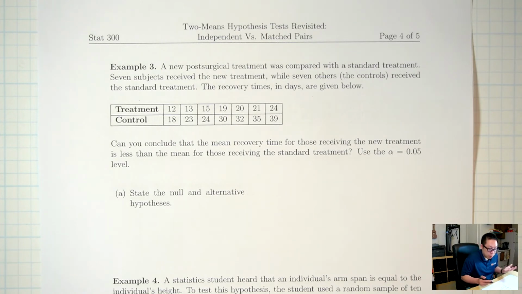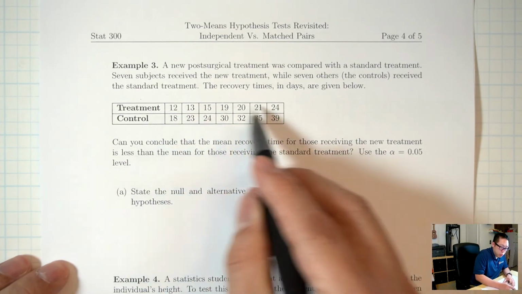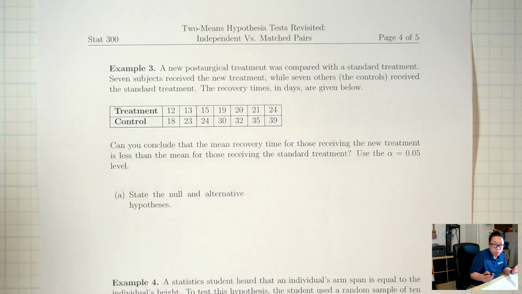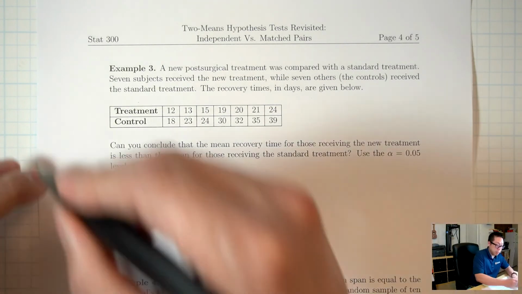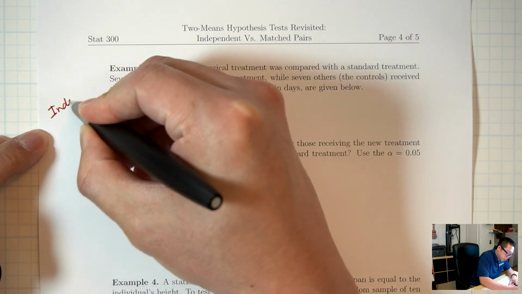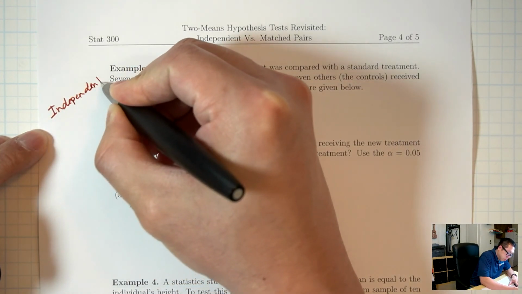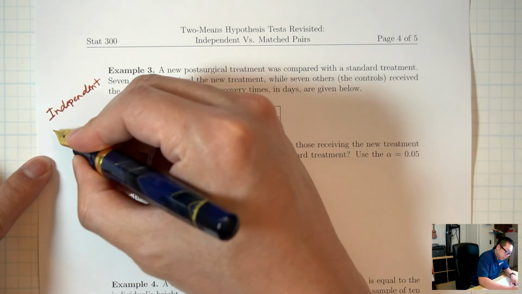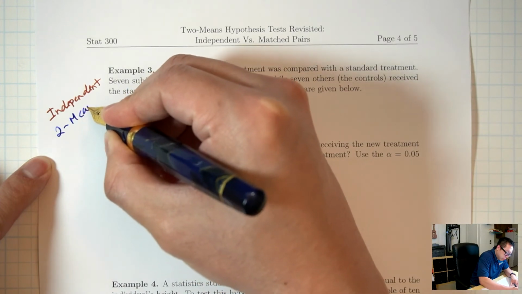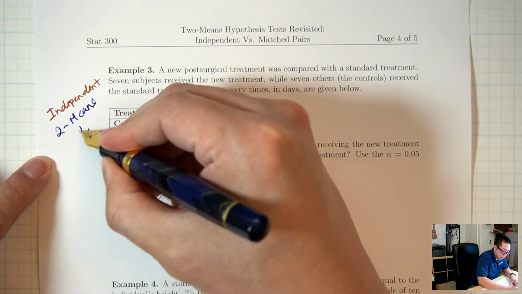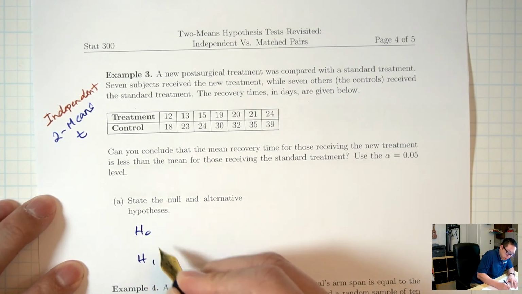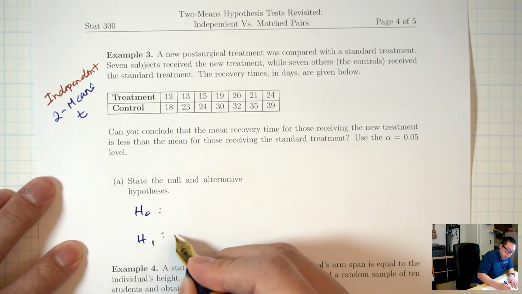And it doesn't say anywhere in the problem that the people in the treatment are related in any way to the people in the control. It's just 7 people in treatment and then 7 other people in the control. They're not related to each other. This is going to be independent. And for independent, remember we run this as a 2 mean problem. And then we're always using t's for means. H0, H1. Because it's 2 means, I should have 2 mean symbols.